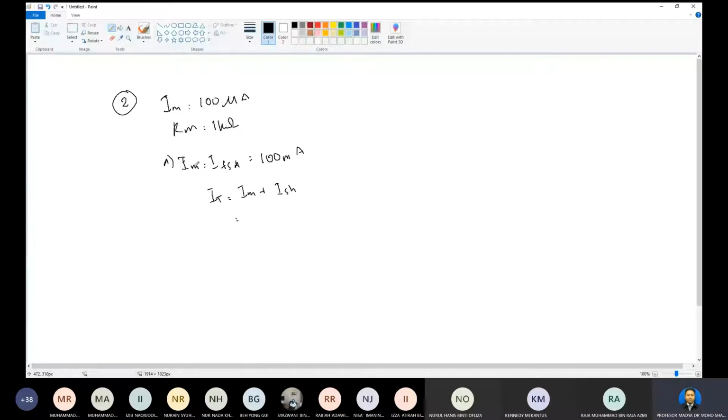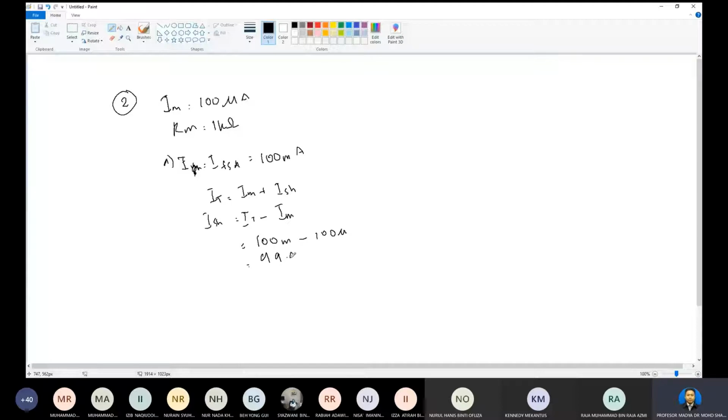This is I shunt, sorry. We have to calculate I shunt here. So I shunt is I total minus IM, which is 100 milliampere minus 100 microampere. So the answer will be 99.9 milliampere.